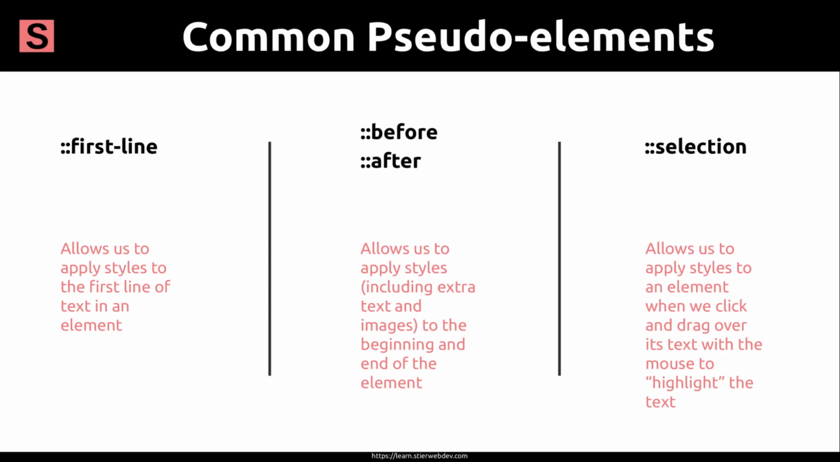Next, we have the before and after pseudo-elements, which allow us to add text or styling at the beginning or end of elements. There's all sorts of interesting things that we can do with these two after we've learned more CSS properties, so we'll cover them again in later lessons. For now, let's try out a couple simple examples in Replit.